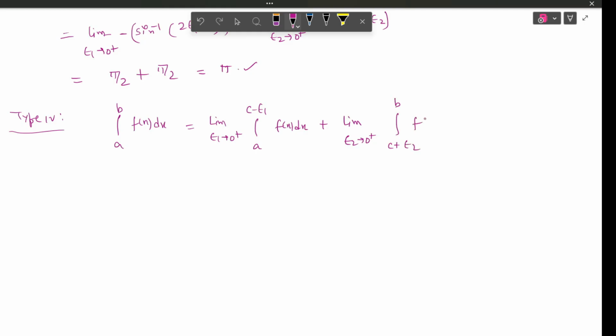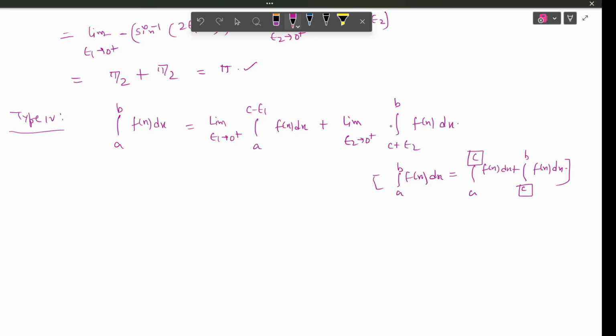to b of f(x) dx. Okay, because we know that the integration from a to b of f(x) dx, we can write it as the integration from a to c of f(x) dx plus the integration from c to b of f(x) dx. Here in this case there is a point of infinite discontinuity at this point, right? That's why we write it here in the format type 1 and type 2.